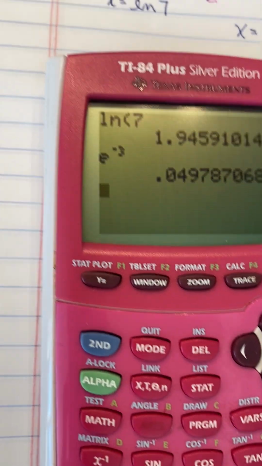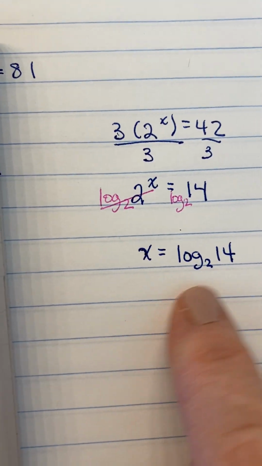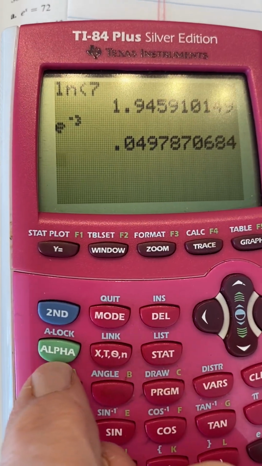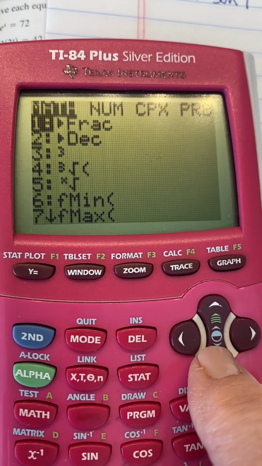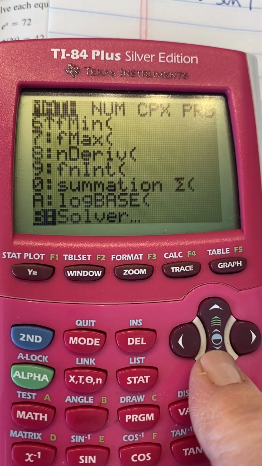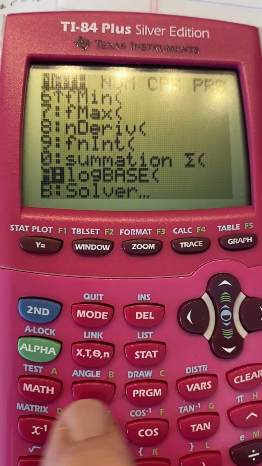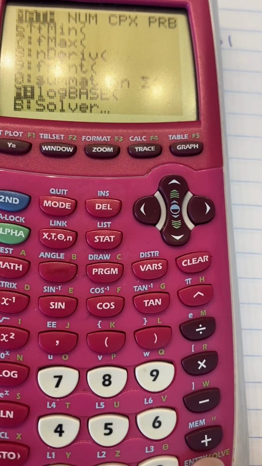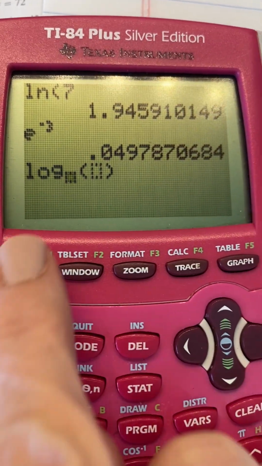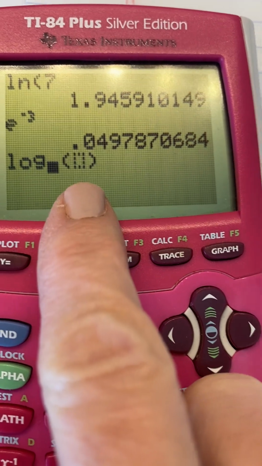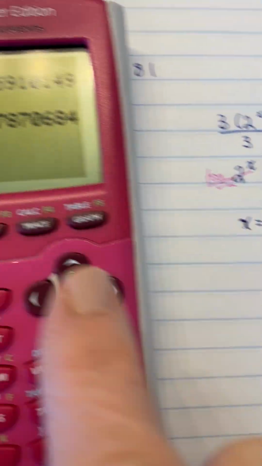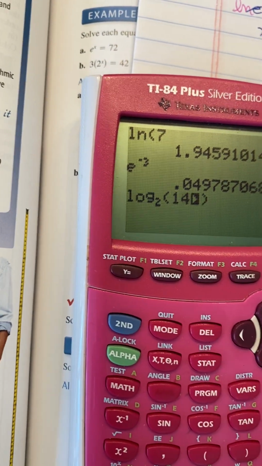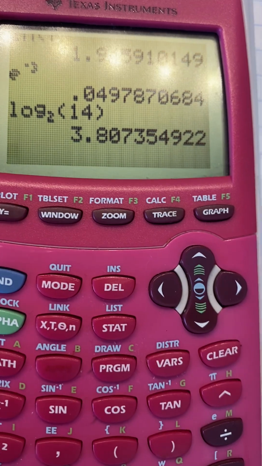Now there's this old school thing that's called the change of base theorem. But if you have a graphing calculator, you don't really need to do that at all. I just wish I knew in advance. Oh, yep, there it is. So under math, see where that says log base? And I'm going to press that. And I can just put in whatever base I want and whatever number I want. So I want to find the log base 2 of 14. I'm going to put in the 2, and I'm going to put in the 14, and voila, there's our answer.